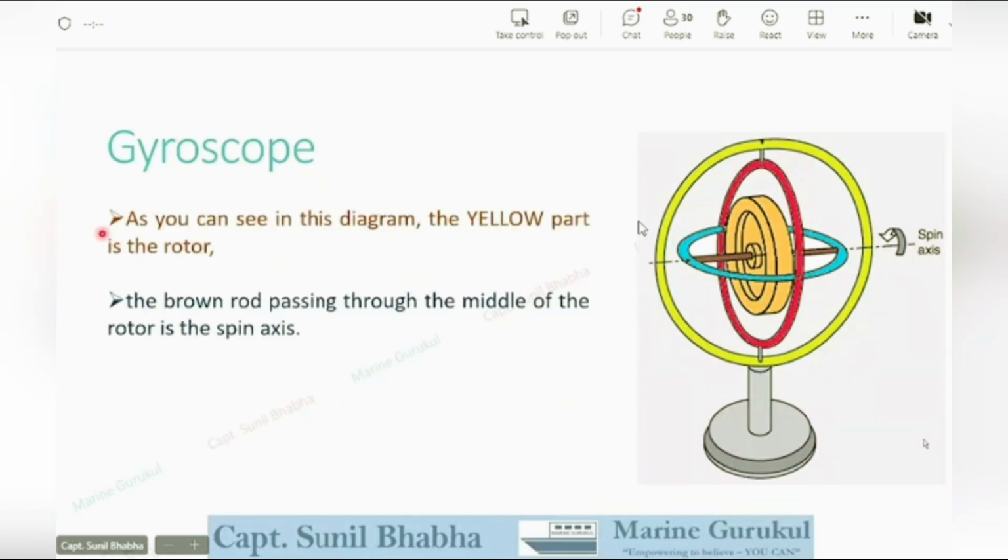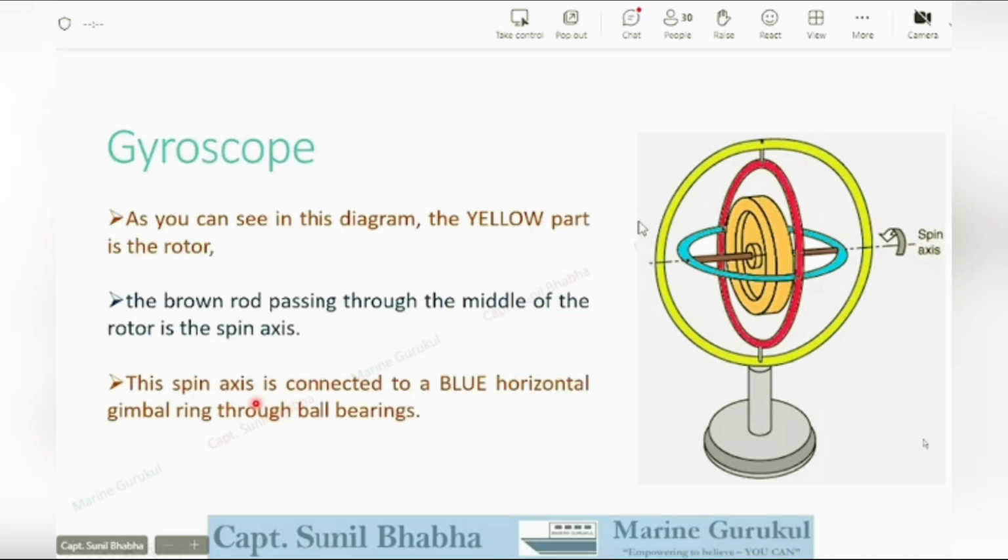So exactly as we discussed, as you can see in this diagram, the yellow part is the rotor. The brown rod which is passing through the center of mass, center of gravity of the rotor is the spin axis, and this brown rod or the spin axis is connected to the blue horizontal gimbal ring by way of ball bearings. You have a ball bearing fitted at both the ends. This end here shown by the laser pointer and the second end here shown by the laser pointer. These ball bearings provide the freedom to the rotor to spin anti-clockwise or clockwise.